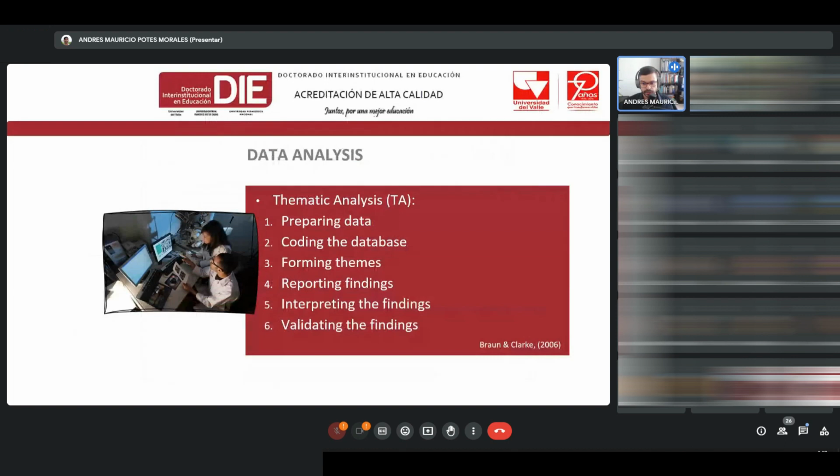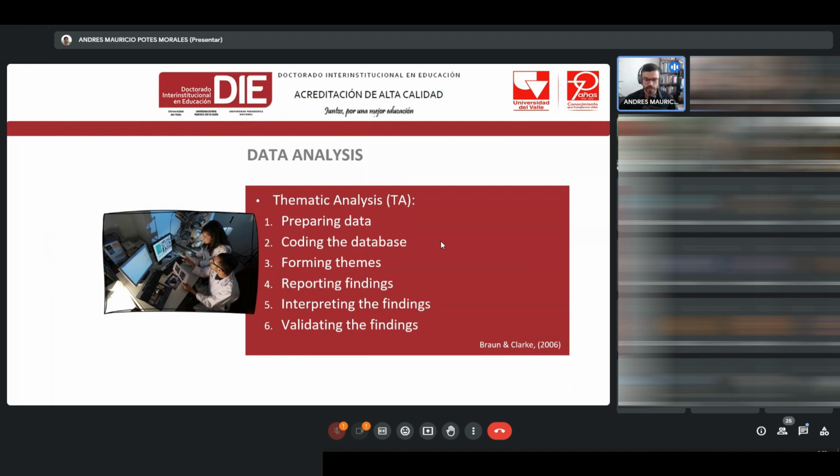The data analysis consists of thematic analysis. So I will follow Clarke, Braun and Clarke's perspective. They propose 6 steps for successfully developing a thematic analysis. First, preparing and organizing the data, and then exploring and encoding the database. In number 3, we have describing, finding, and forming themes, and then representing and reporting findings, interpreting the meaning of the findings, and validating the accuracy of these findings.